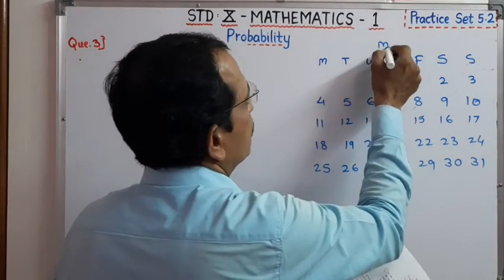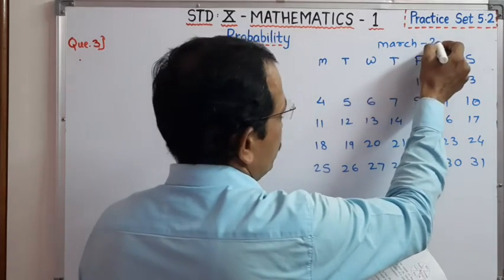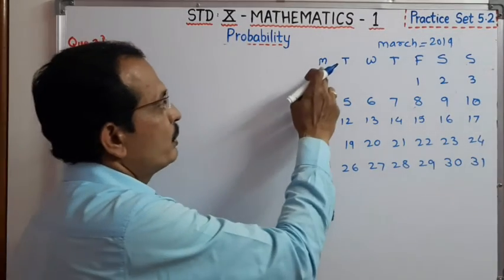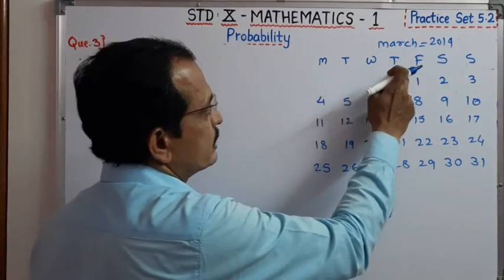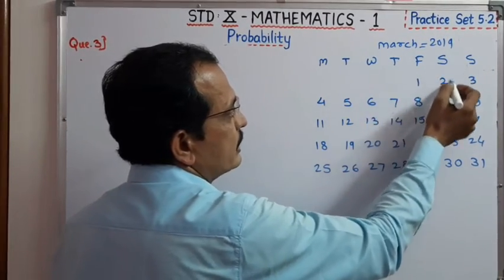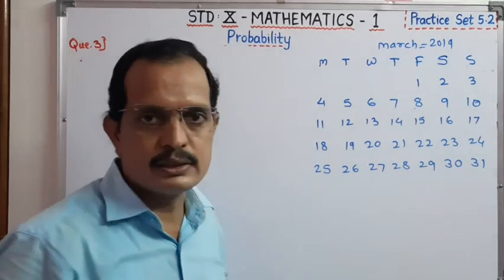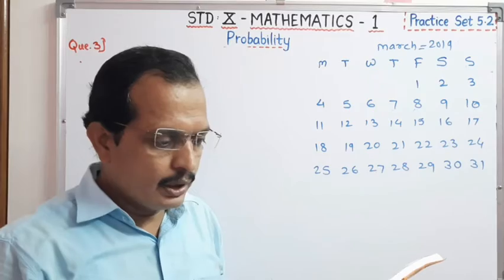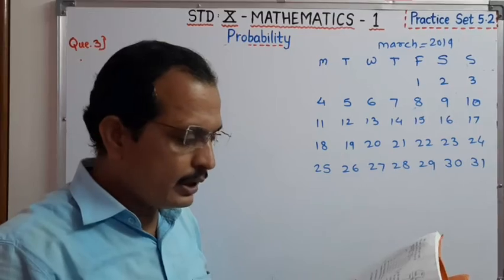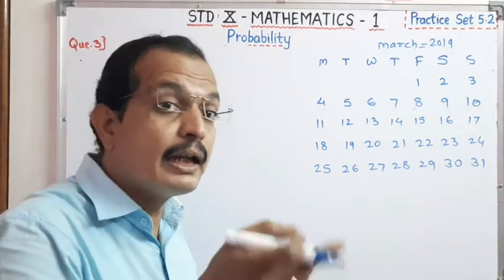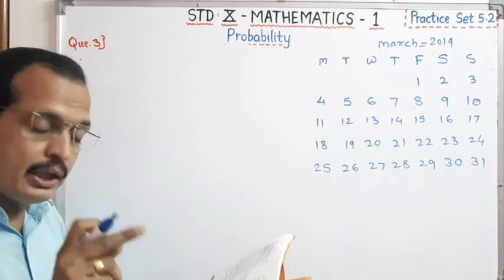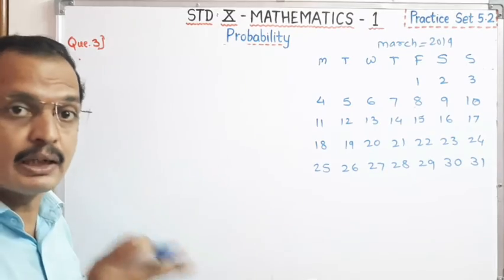This is March 2019 calendar page. See, on Monday, Tuesday, Wednesday, Thursday, Friday, Saturday, and Sunday. First is on Friday, second on Saturday, and Sunday, like this. Now, dear student, in the month of March 2019, find the days on which the date is a multiple of 5. Find the day. See, dear student, we have to find out the day. Which day? The day on which the date is a multiple of 5.